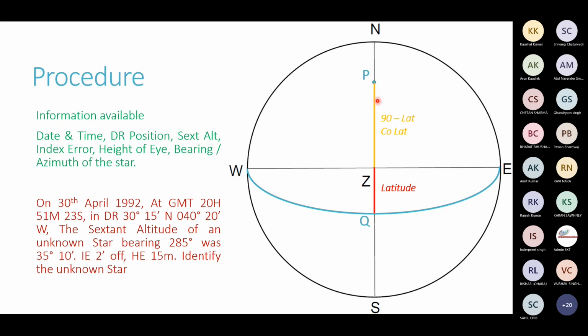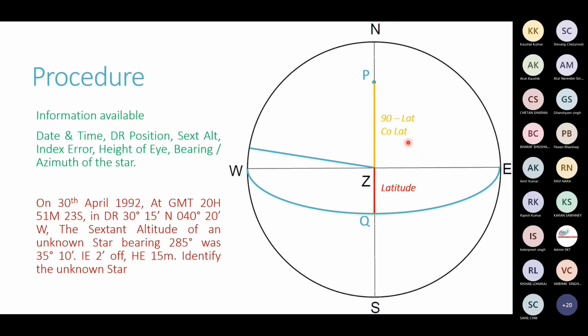We know pole to equinoctial, that is P to Q, is always 90 degrees. Equinoctial is 90 degrees away from the pole. And we know Q to Z, or ZQ, is the latitude of the observer. So ZQ being the latitude, and P to Q being 90 degrees, obviously the PZ side comes to be 90 minus latitude, or you can also call it the colat of the observer.